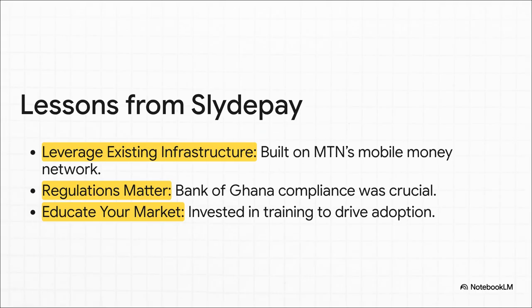So if you're an aspiring entrepreneur watching this, what are the key lessons here? What's the SlidePay playbook? Lesson 1, don't reinvent the wheel. They brilliantly built their service right on top of the existing mobile money infrastructure. Super smart. Lesson 2, play by the rules. Getting that official stamp of approval from the Bank of Ghana was absolutely crucial for building trust. And lesson 3, and this is so important, technology alone is never enough. They actually invested time and money into educating their merchants on how to use the platform. That's what drives real adoption.